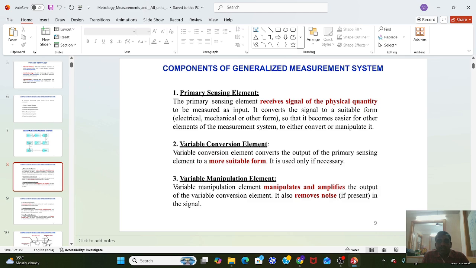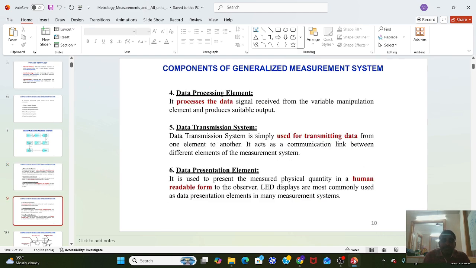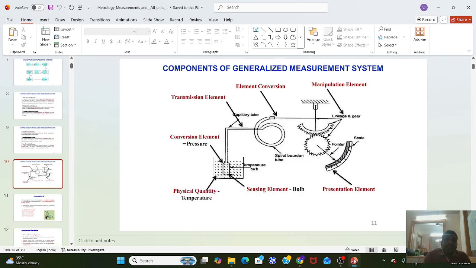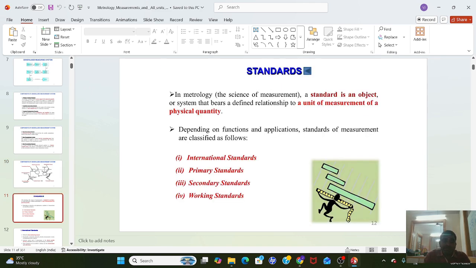Components of generalized measurement system. The first one is primary sensing element, second one is variable conversion element, third one is variable manipulation element. The fourth is data processing element, data transmission system, and data presentation element. These are the components of measuring systems. The first one is transmission element, conversion element, manipulation element, physical quantity, sensing elements, presentation.